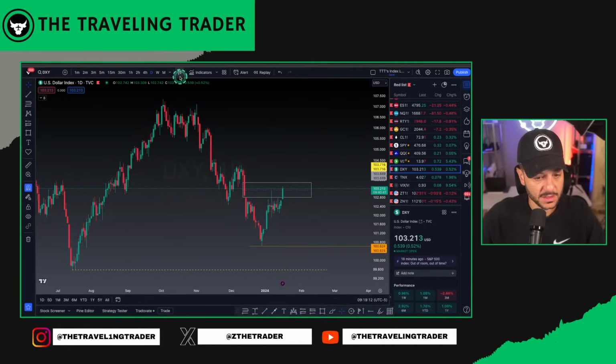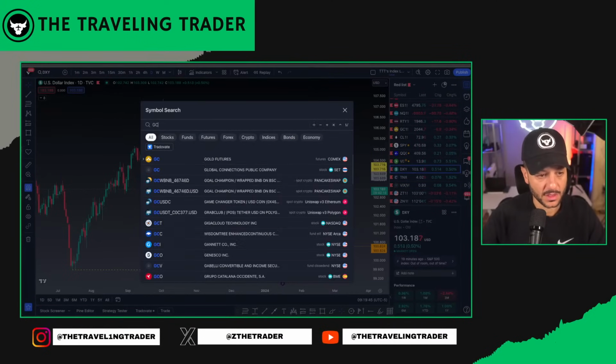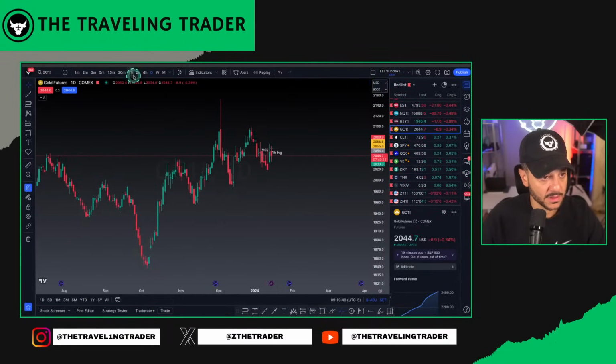On the daily, this is a high time frame imbalance here. Plus, this represents a previous order block, right? You have this area here, essentially. You have a fair value gap. And this order block here, right? So if the dollar gets rejected here, that is going to set up the next long in gold.